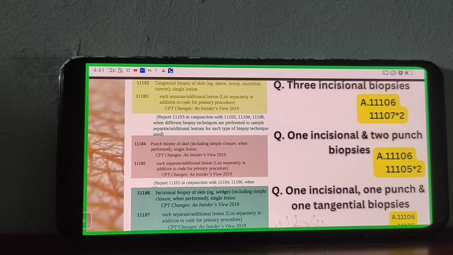These are the three different techniques to obtain the sample: tangential, punch, incisional. If a doctor uses just a single technique, report the code as usual. For example, punch biopsy: the doctor uses only one technique, punch biopsy, 5 lesions. How can we report? Punch biopsy, 5 lesions.